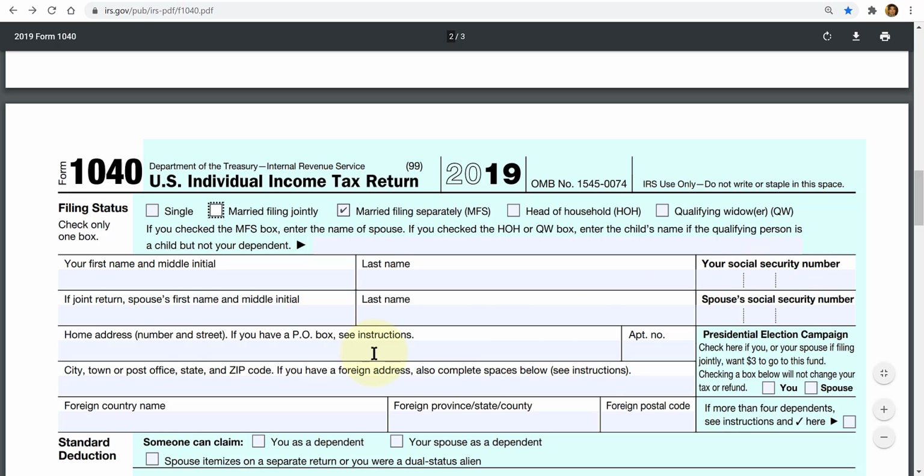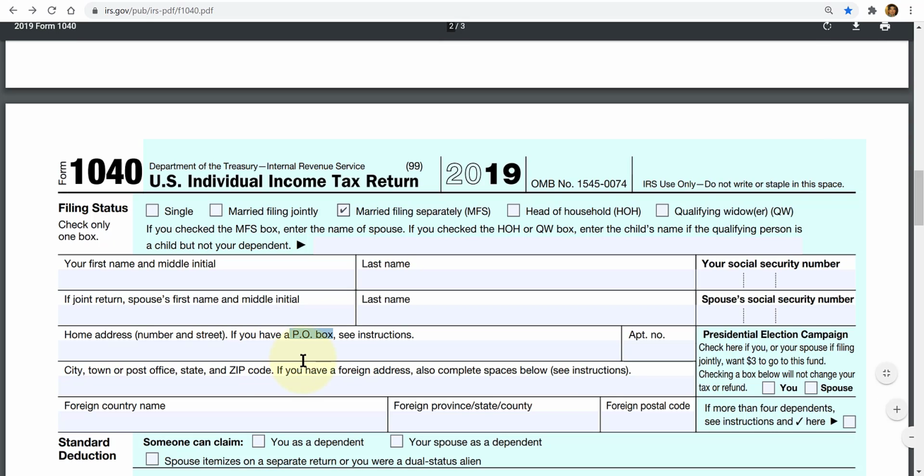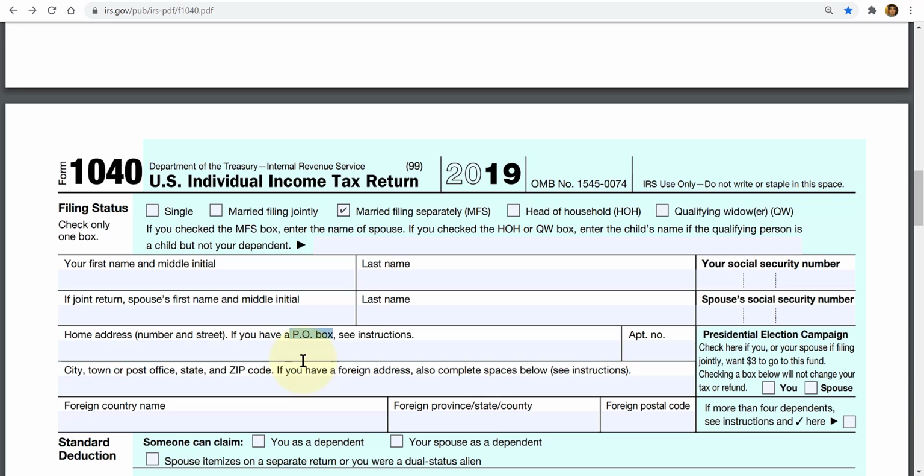But if it's a joint return, you put down their names over here, these 2 lines, and their social security numbers, their address, which can be a P.O. box if they want to, but this is the official address that the IRS is going to correspond with the taxpayers.